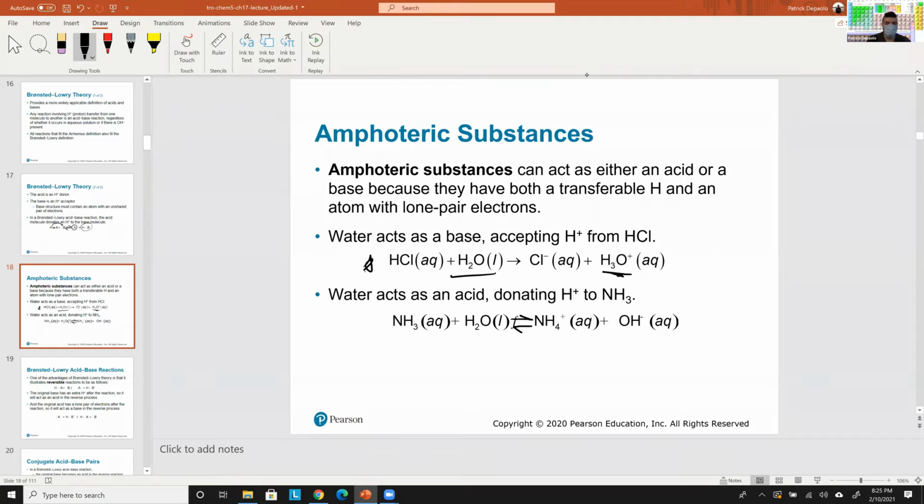But then if a base comes around and it's like, hey man, I need hydrogens. I don't have any. I really need them. I need to buy lunch. I need hydrogens to buy lunch. Water's like, yeah, sure, I can give you some hydrogens, no problem. And then the base acts as a proton acceptor, and it becomes NH4 plus, and then you're remaining with your OH.